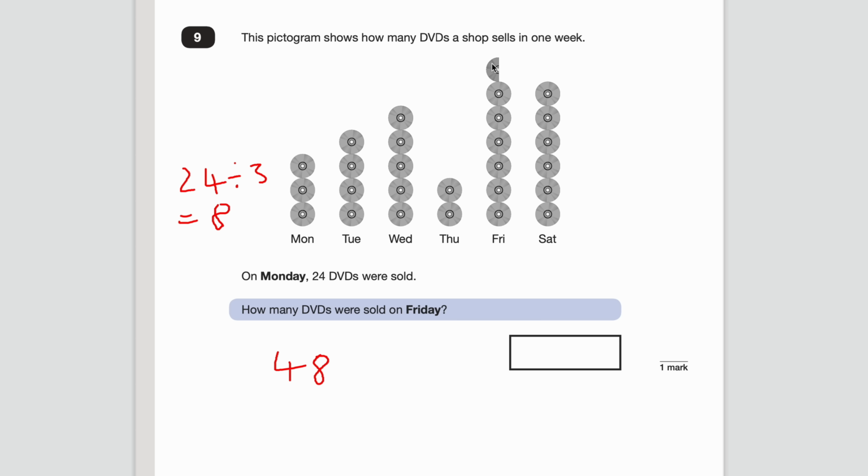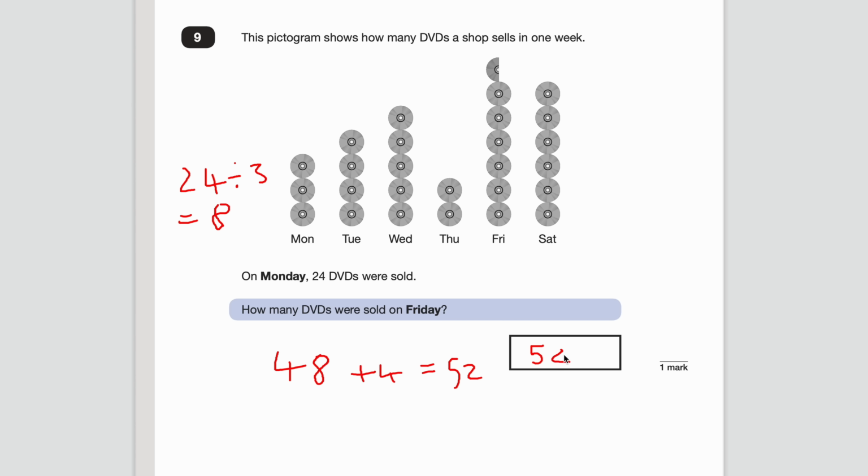And we have half a DVD. Well, how do we work out what half a DVD is? We just half the value of a DVD. And we know that a DVD is 8. So half a DVD must be 4, which is half of 8. So plus that 4, we're left with 52.